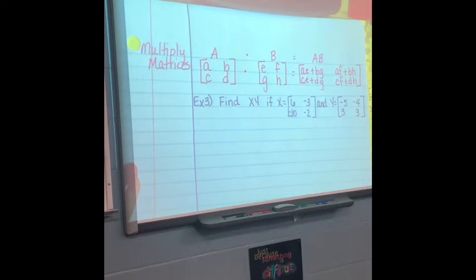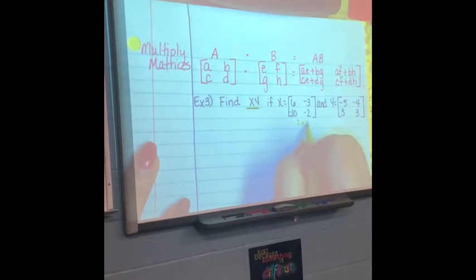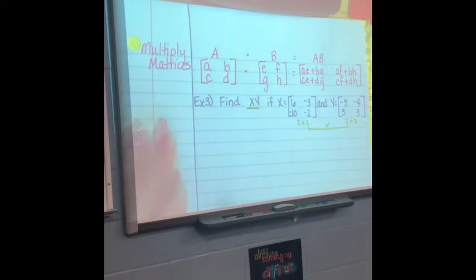All right, so looking at this one, I want to multiply X times Y. And X is what size? 2 by 2. And Y is what size? 2 by 2. Okay, everybody agrees we got a 2 by 2 and a 2 by 2. So can they be multiplied? Yes. And what are they going to result in? A 2 by 2. So everybody's got that part, yes?